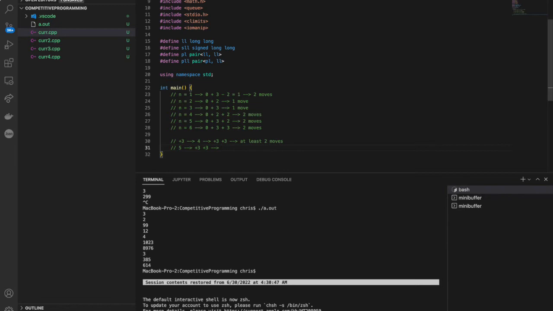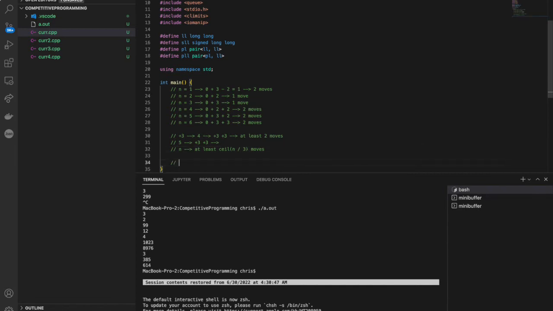So therefore I can generalize this: for any n, we need at least n divided by 3 moves, and not just n divided by 3, but the ceiling of it, because we need to get to n. For something like n equals 7, for example, we could do a plus 3 and a plus 3. 7 divided by 3 is 2, since it's integer division for programming, but we would need 1 more move than that. So that's why it's the ceiling.